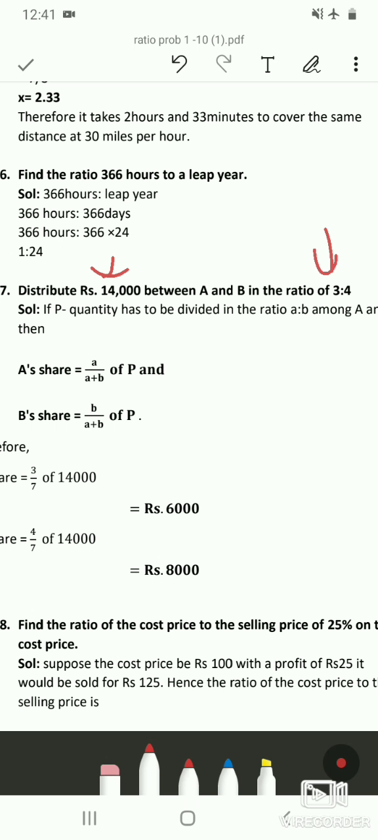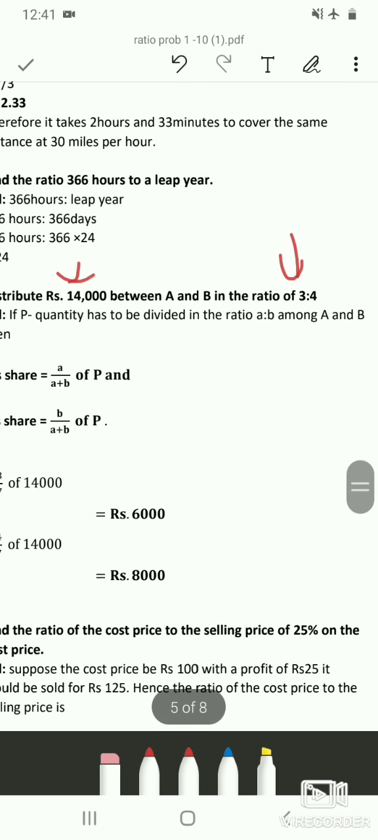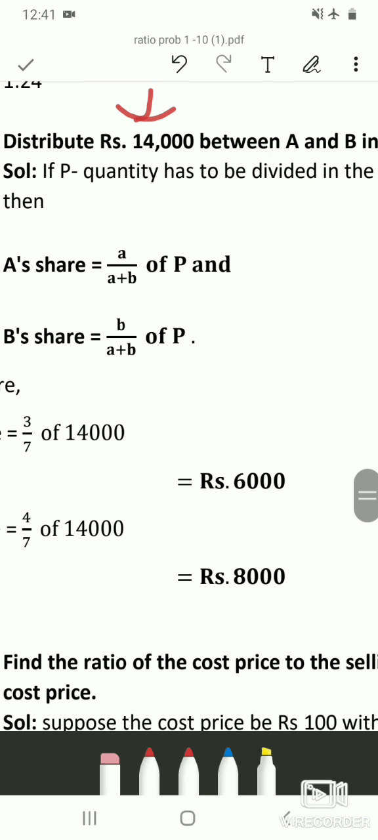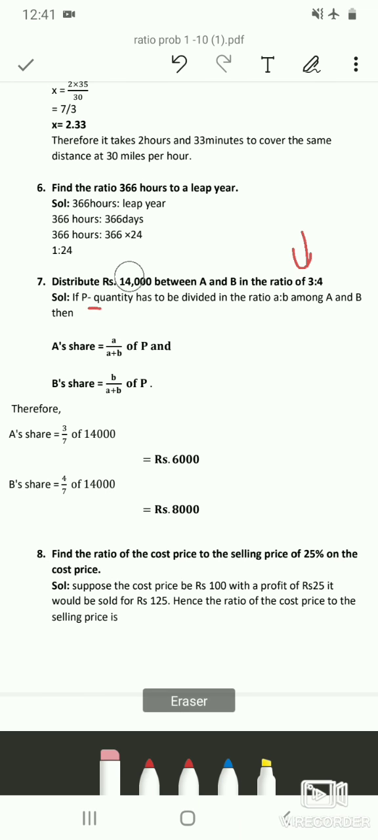if a quantity has to be divided in the ratio a is to b among two persons, that is A and B, then A's share would be a upon a plus b of P, where P is the given quantity, and B's share would be b upon a plus b of the given quantity. So using this we can solve such type of problems.